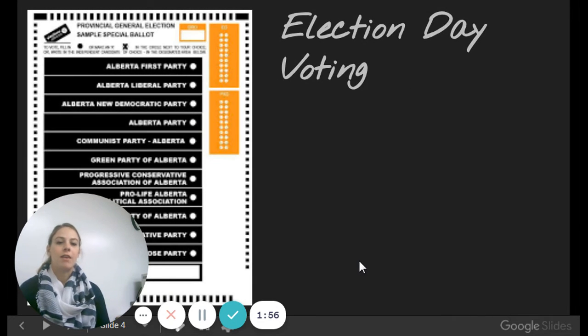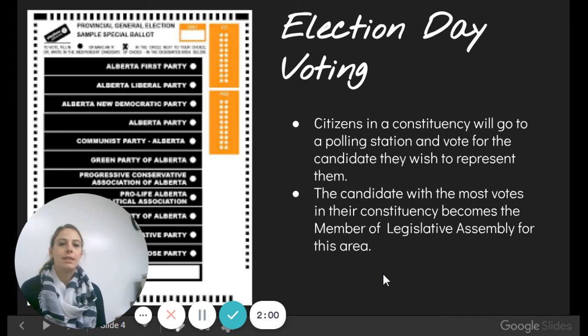And then we arrive at the election day and the voting. So citizens in a constituency will go to the polling station and vote for the candidate they wish to represent them. The candidate with the most votes in their constituency becomes the member of Legislative Assembly for that area.